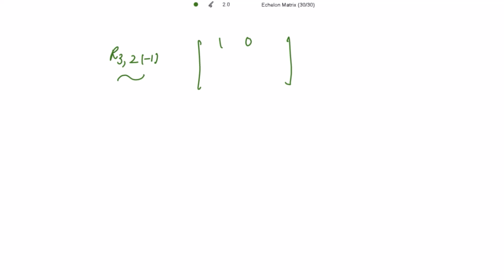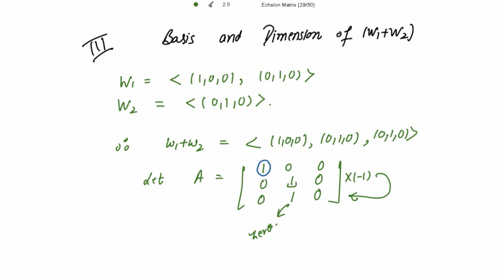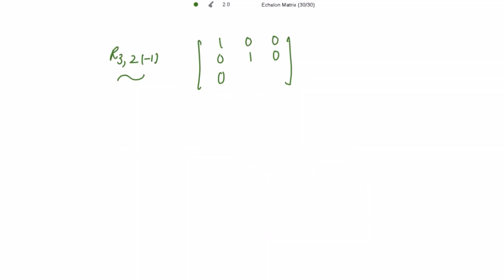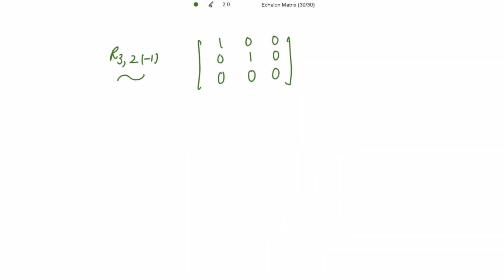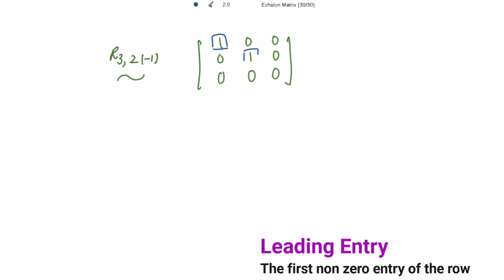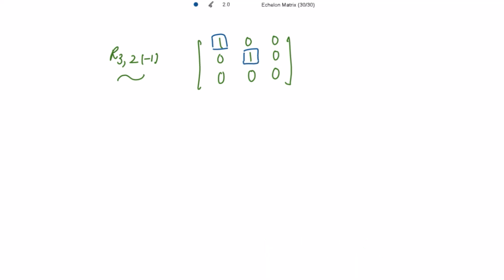Writing the first row as it is and the second row as it is, I need to change the third row. 0 multiplied by -1 gives 0; adding this to 0, we get 0. 1 multiplied by -1 gives -1; adding this to 1, we get 0. 0 multiplied by -1 gives 0; adding this to 0, we get 0. So now this leading entry becomes the leading element, and all other entries are 0. So this is the echelon matrix.